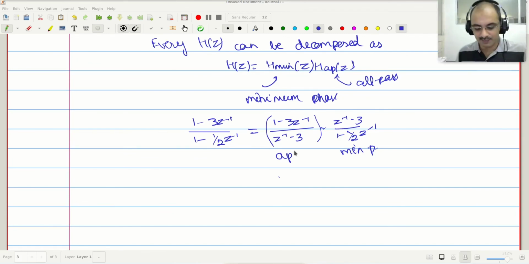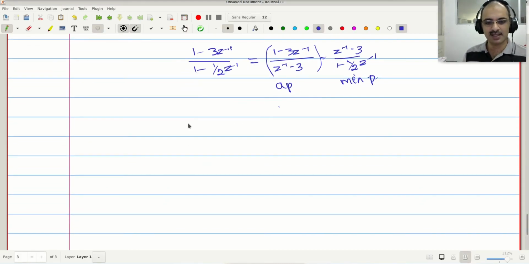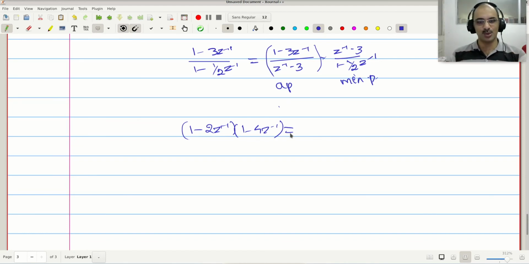So similarly, let's look at some other example. Let's take (1 minus 2 z inverse) into (1 minus 4 z inverse). This is easy. There are two zeros, one at 2 and one at 4. So if I expand, I'll get 1 minus 6 z inverse plus 8 z power minus 2. This is basically the system. Naturally, you don't have a stable causal inverse and all those problems occur.